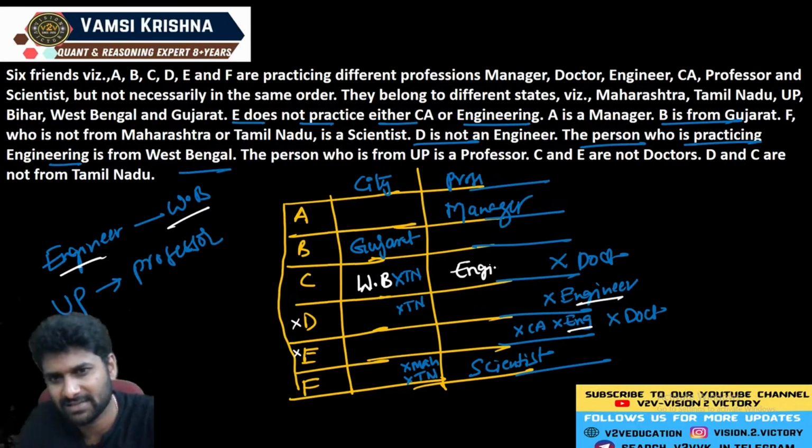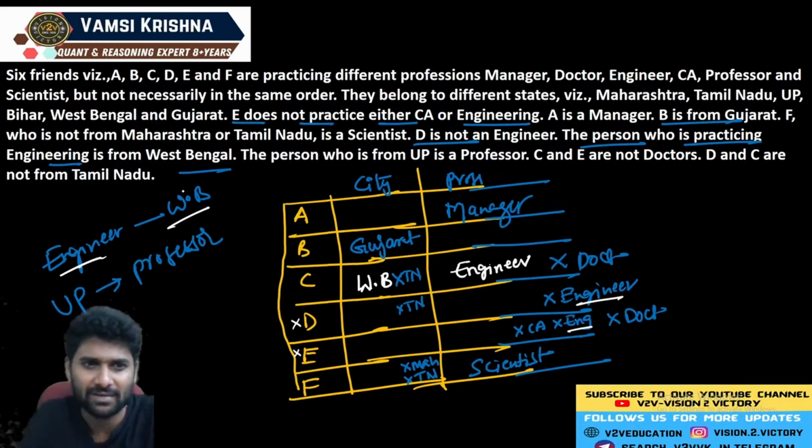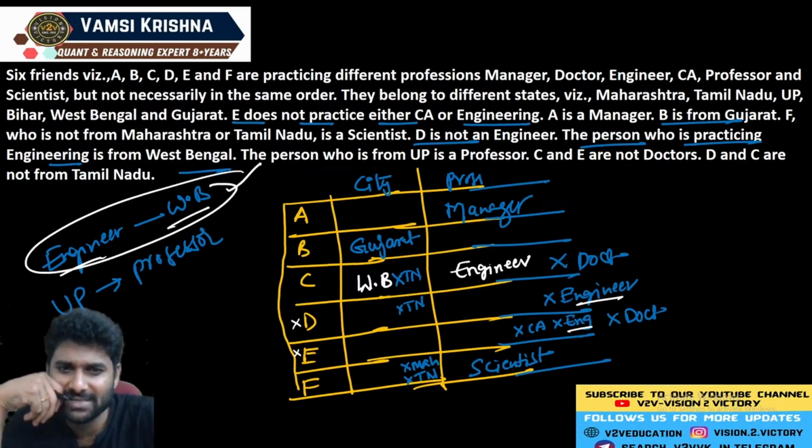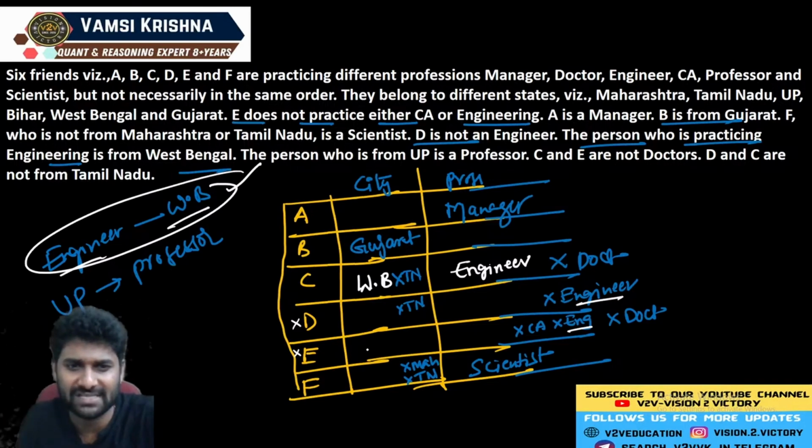We get one piece of data, guys: engineer. Next, Tamil Nadu is either A or E. Guys, E cannot be from Tamil Nadu, because there is a possibility it can be UP. UP and professor, right? Two combinations remain for E only, right? So it's UP, and he is the professor.